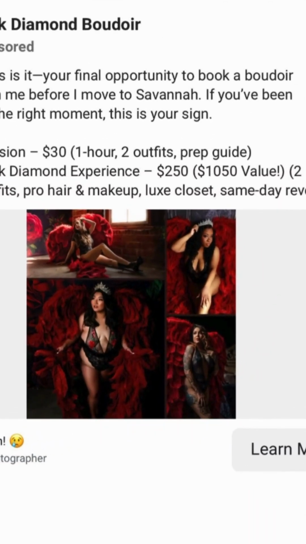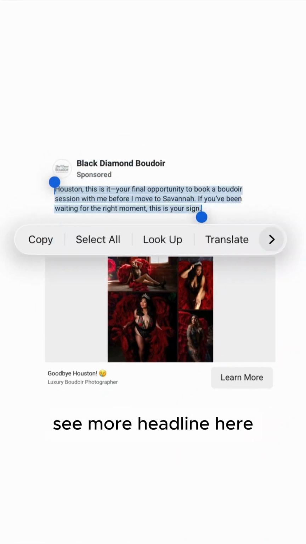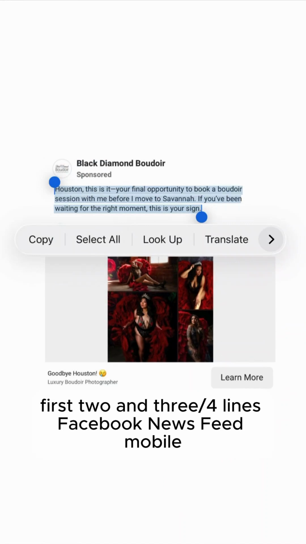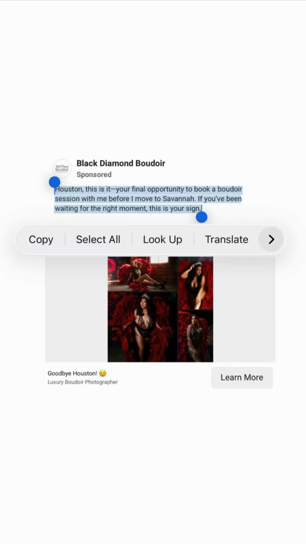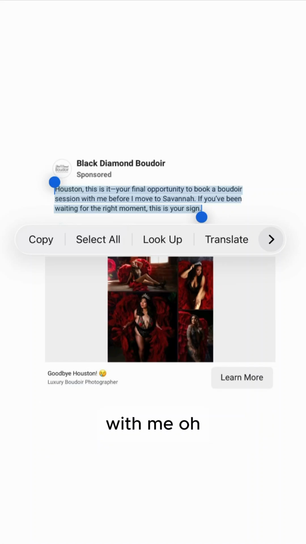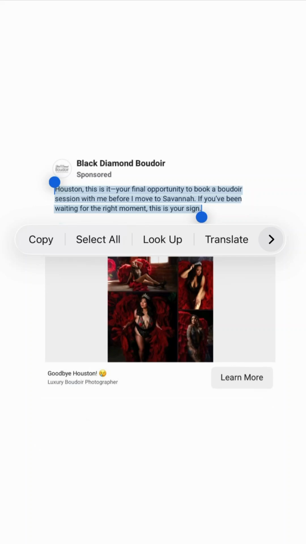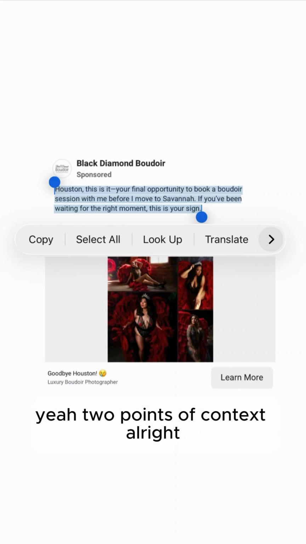Got the creative. All right, yeah, photo creative's fine. Finally looking at the see more headline here. First 2 3/4 lines, Facebook newsfeed mobile. So we got Houston, this is it. Your final opportunity to book a boudoir session with me. Oh, before I move to Savannah, if you've been waiting for the right moment, this is your sign. All right, so yeah, we got 1 point of context. Yeah, 2 points of context. All right, so yeah, it's the lack of context mistake.